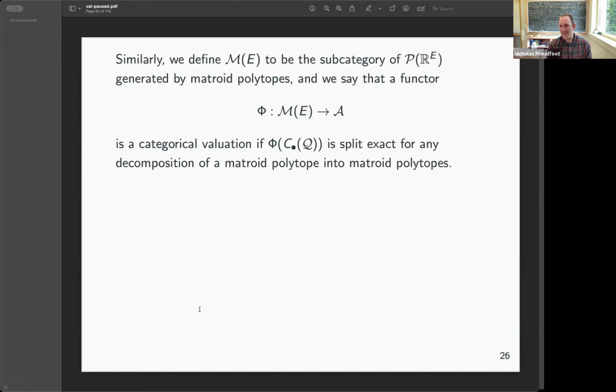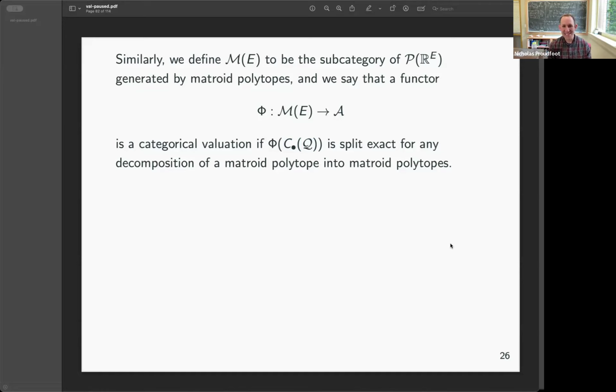So I want to do something similar for matroids. So I want to define curly M of E to be the subcategory generated by matroid polytopes. And similarly, a functor from that subcategory to A is a categorical valuation if it takes the complex associated with a decomposition of matroid polytopes to an exact sequence, split exact sequence.